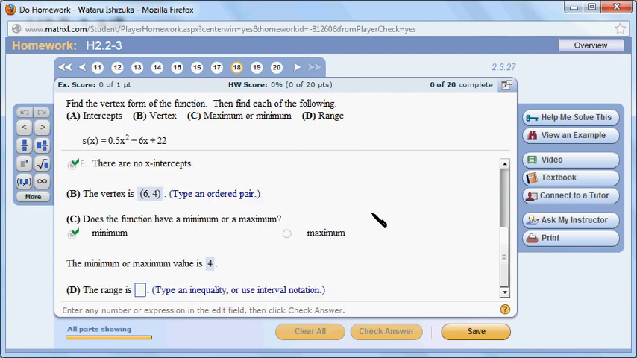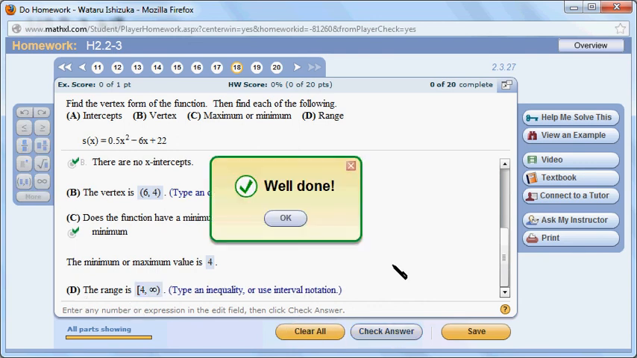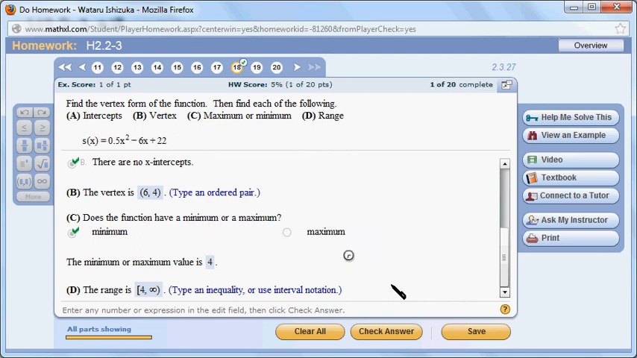All right, the range is, once you know that the minimum is 4, it's going to start from 4. The square bracket indicates that it includes 4. Then you have positive infinity. So I'll just say infinity. Then you have that. Check your answer. All right, we got that. That's it. I hope that this was clear.